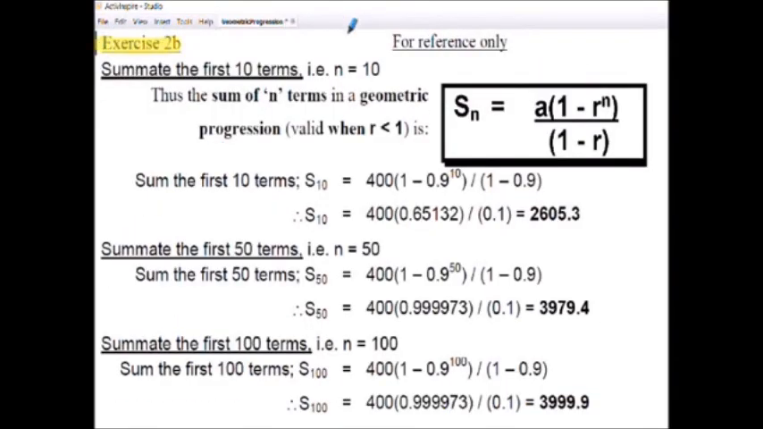Exercise 2b. This is just for reference only. We're going to use the Sn equation, which relates to a specific number of terms to summate. If we looked at n was equal to 10, then summating the first 10 terms of our series, the profit would be £2,605. If we looked at n is equal to 50, so the tool is lasting 50 years now, the profit would be £3,979. If we now go to 100 years, n is equal to 100, the profit would be £3,999.90. You can see that the summation tends to £4,000 as the n value gets larger and larger.